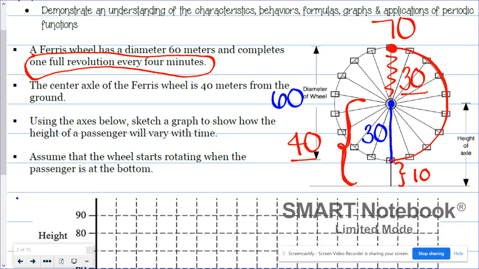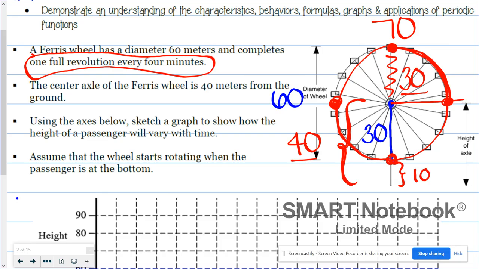So where are they at the 1-minute mark? Well, at the 1-minute mark, they'd be right around here. And so they're going to be a total of 40 meters off the ground at the 1-minute mark. Then they're 70 meters off the ground at the 2-minute mark. And then at the 3-minute mark, they'd be back at being 40 meters off the ground. And then at the 4-minute mark, back at 10.